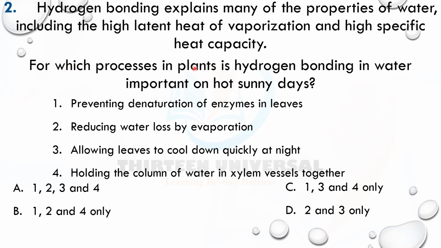For which processes in plants is hydrogen bonding in water important on a hot sunny day? This day is hot and then sunny. This is with light intensity, this is with temperature.